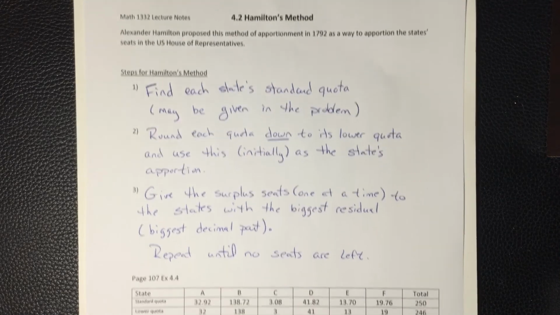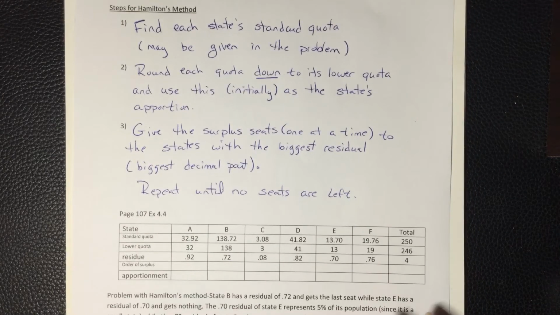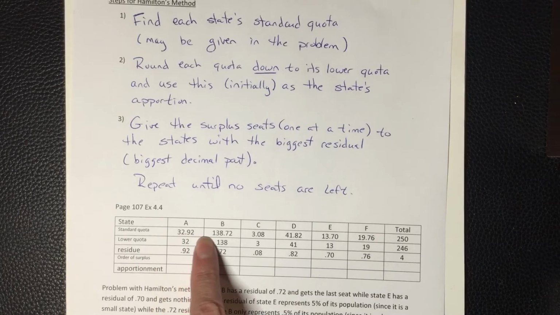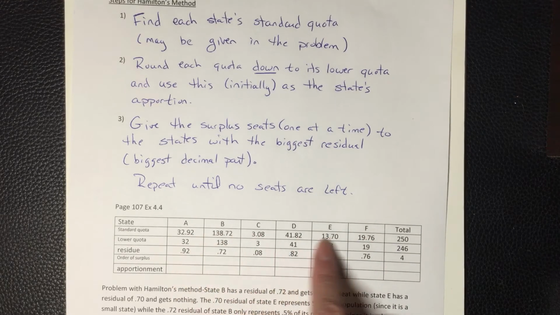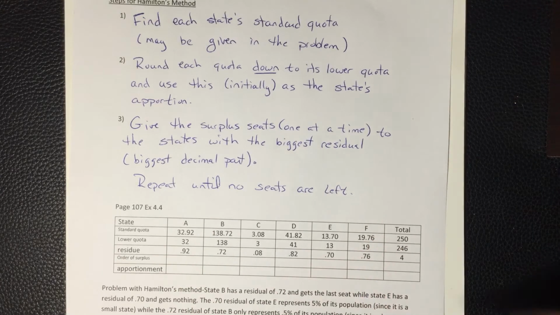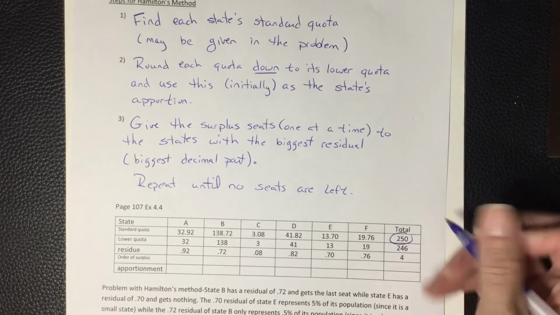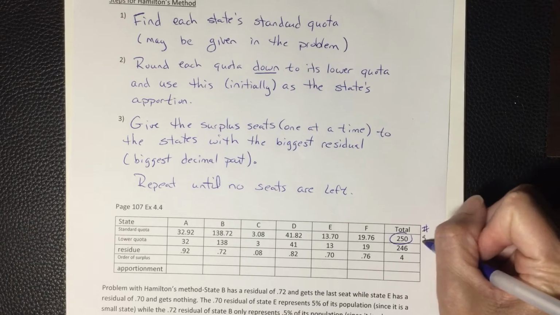All right, so let's look at an example of how we might do this. So here is an example that's been given to us. And here's the quota. So they've already told us how many seats each state deserves. If you add all of these together, you will see 250. And this is really important because that is the number of seats we have to give away.